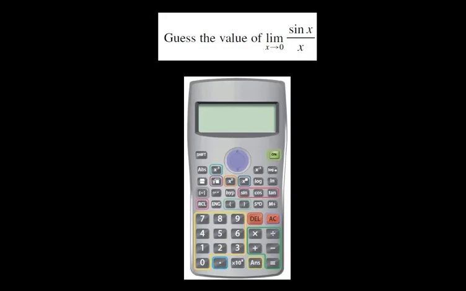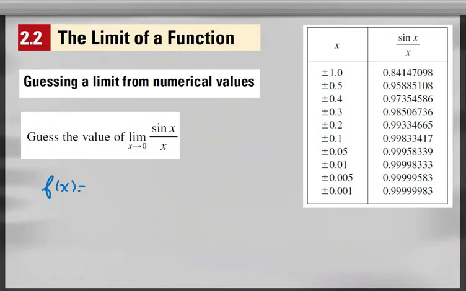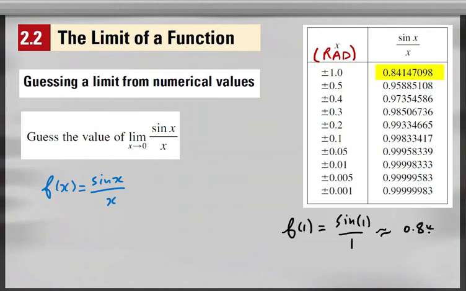Can you guess the limit of sine x divided by x as x approaches 0? Now for f of x equals sine x divided by x, make sure your calculator is operating in radian mode. f of 1 will then be sine 1 divided by 1, which is close to 0.84. f of 0.5 is sine 0.5 radian divided by 0.5, which is 0.958.